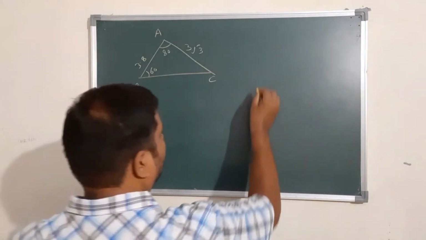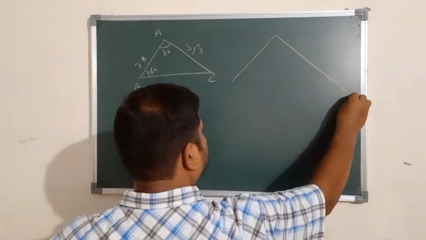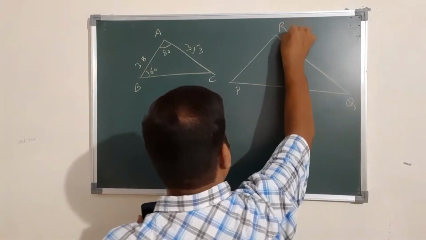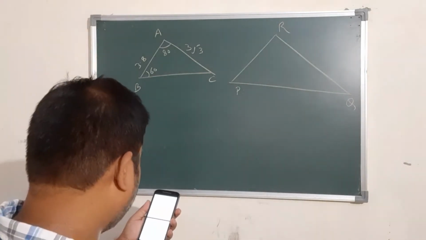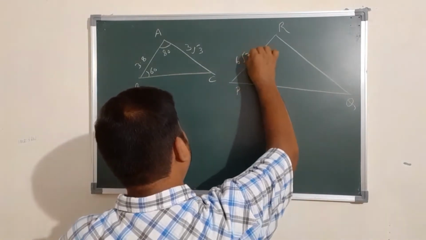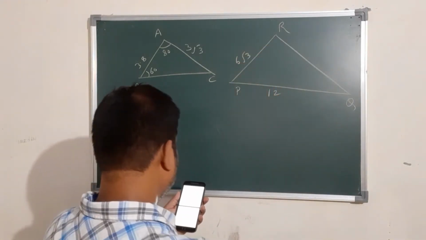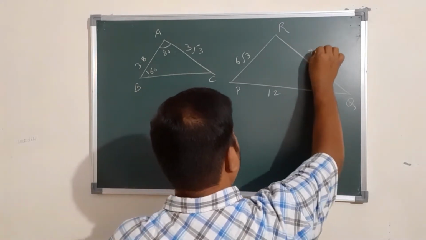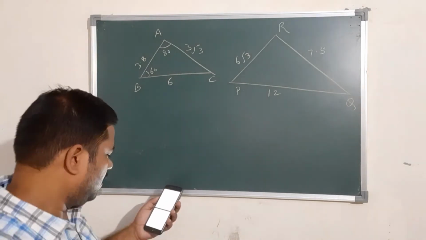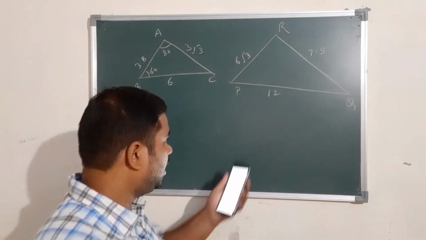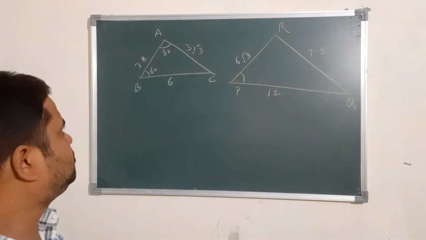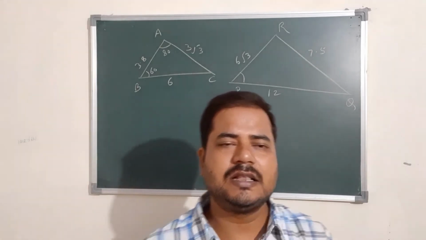Now PQR, naming is very important. So PQR has sides 12, 6 root 3, this is 7.5, this is 6. In triangles ABC and PQR, you have to find the angle P. So we need to find this angle. If these two triangles are similar, then all their angles are equal.